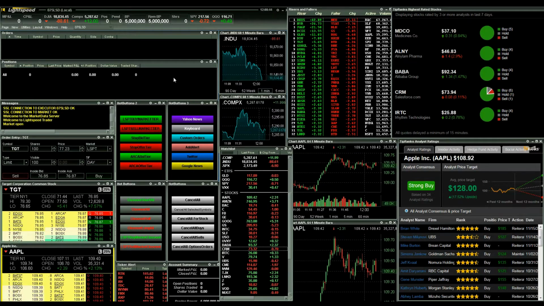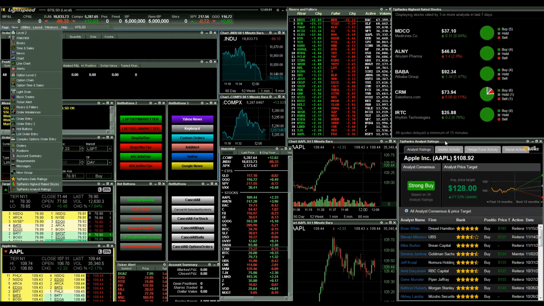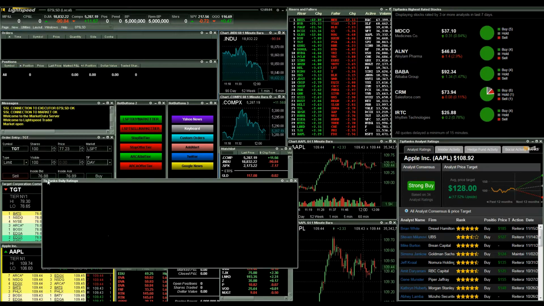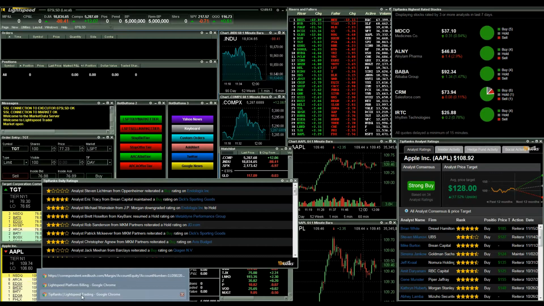So now this is the Lightspeed Trader software. You need the newest version to have this included, and you can see on the left-hand side under your new menu that you have the various tools as well. So we can have that same type of window open directly in your platform here. You can go into your analyst ratings or your daily ratings and have all the same type of functionality. Correct.